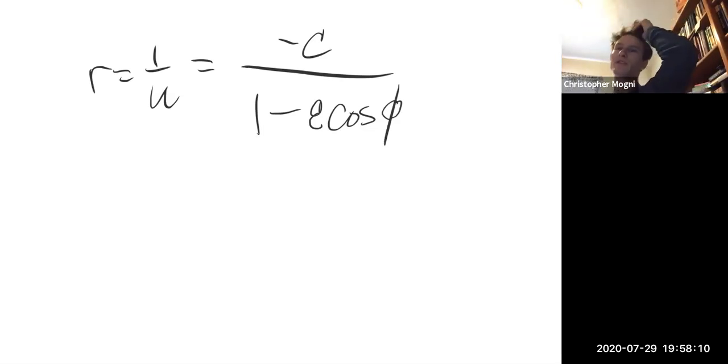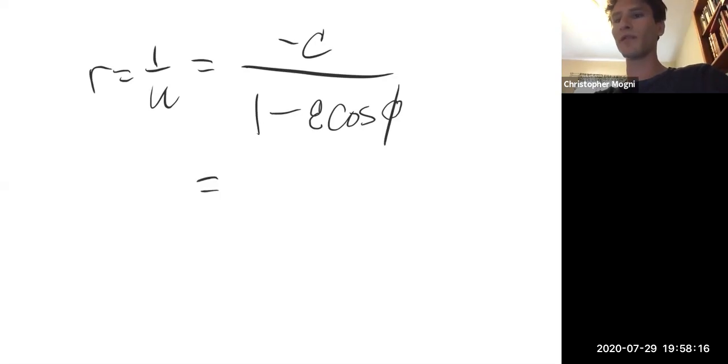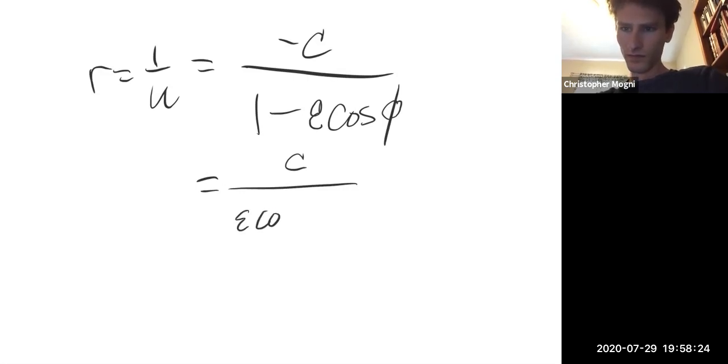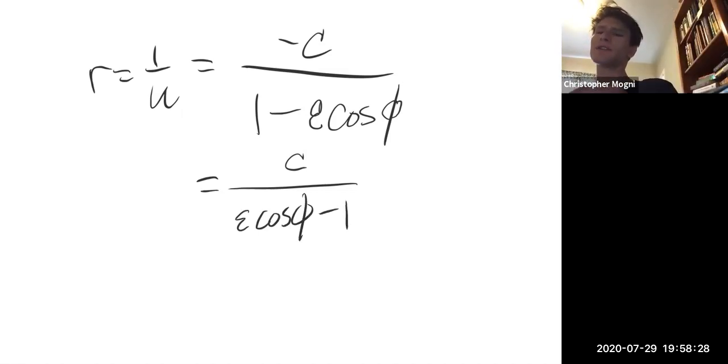Cool. So the big difference here is that the denominator is going to be off by a minus sign from what it was before. So an equivalent way of writing this is this. There's just going to be a relative minus sign difference in the denominator for the expression for r. And that makes all the difference in terms of the behavior of this system.